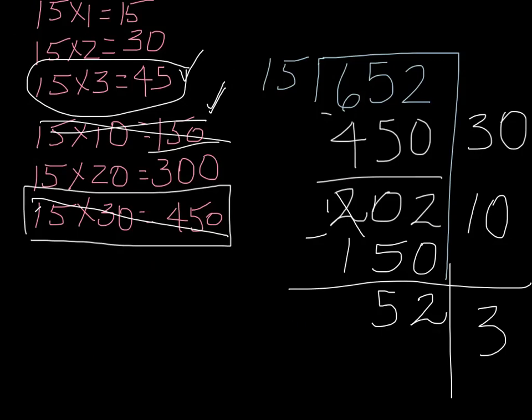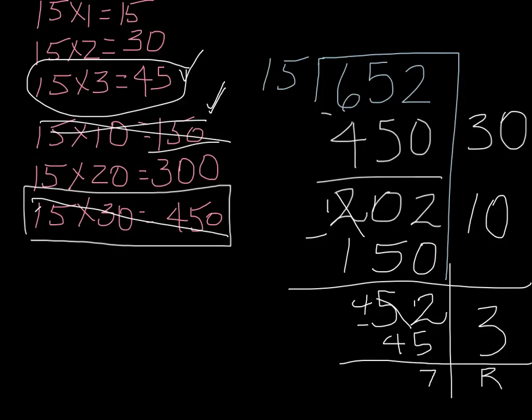3 groups of 15 makes 45. I do need to write smaller, don't I? Now, let's see. Did we finally get it this time? What's 12 minus 5? 7. Now, can I make another group of 15? No. I can't. It's too small. So 7 is my remainder.